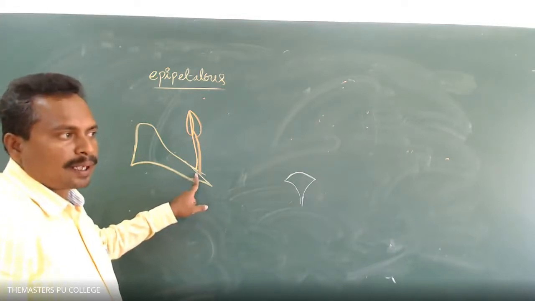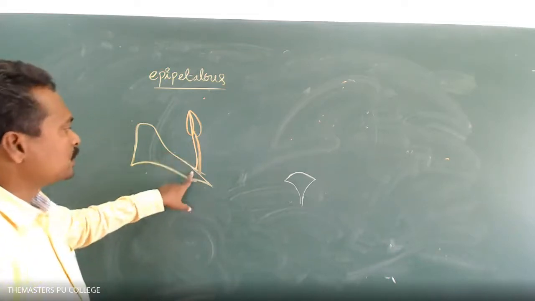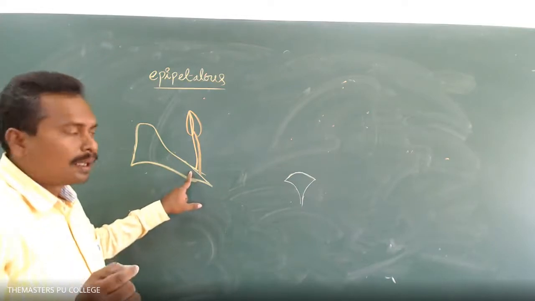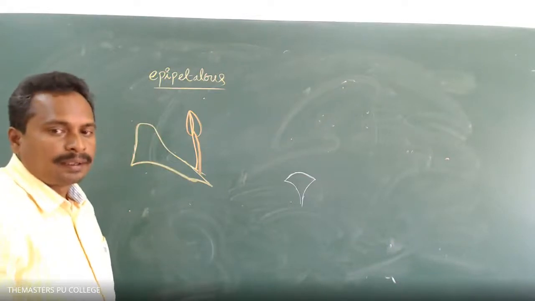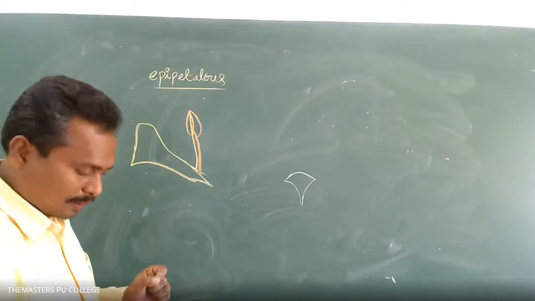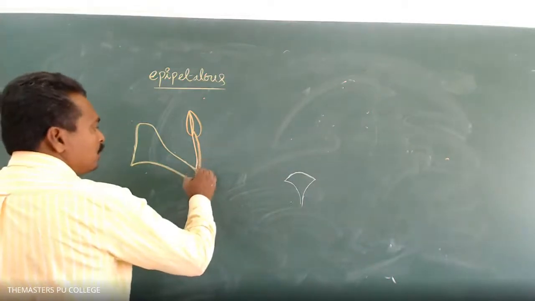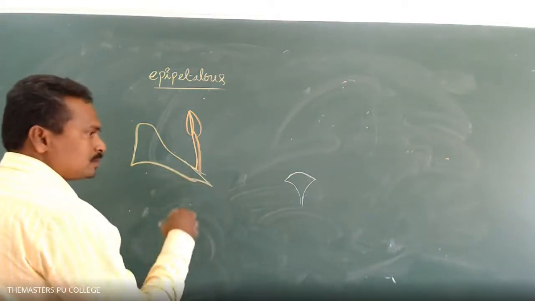Generally, in some of the plant species, the stamens are not attached to the petal, whereas in some of the plant species, the stamen is attached to the petal. That is called epipetalous. How do they attach? With the help of the filament. The filaments are attached.